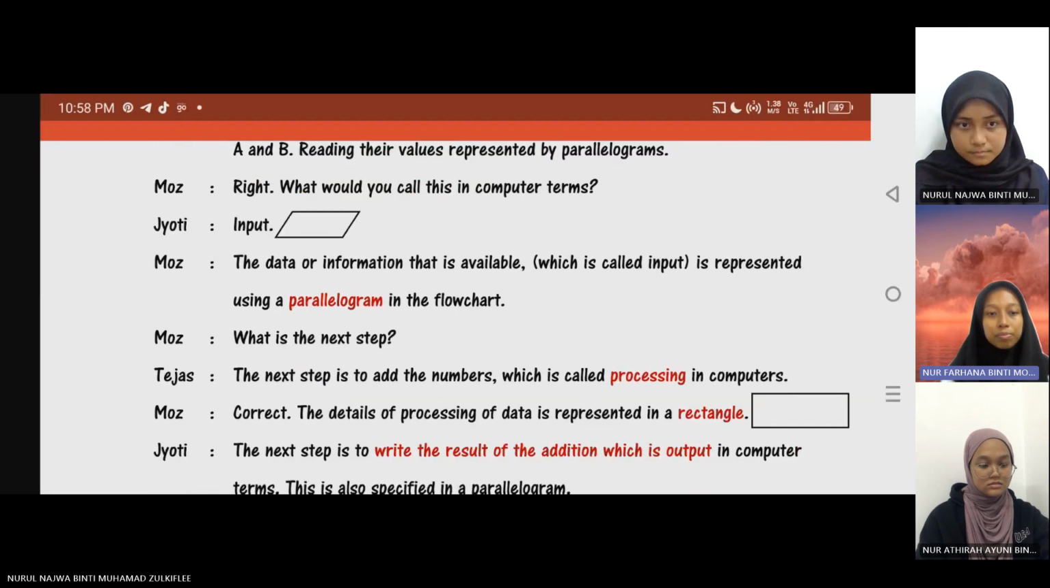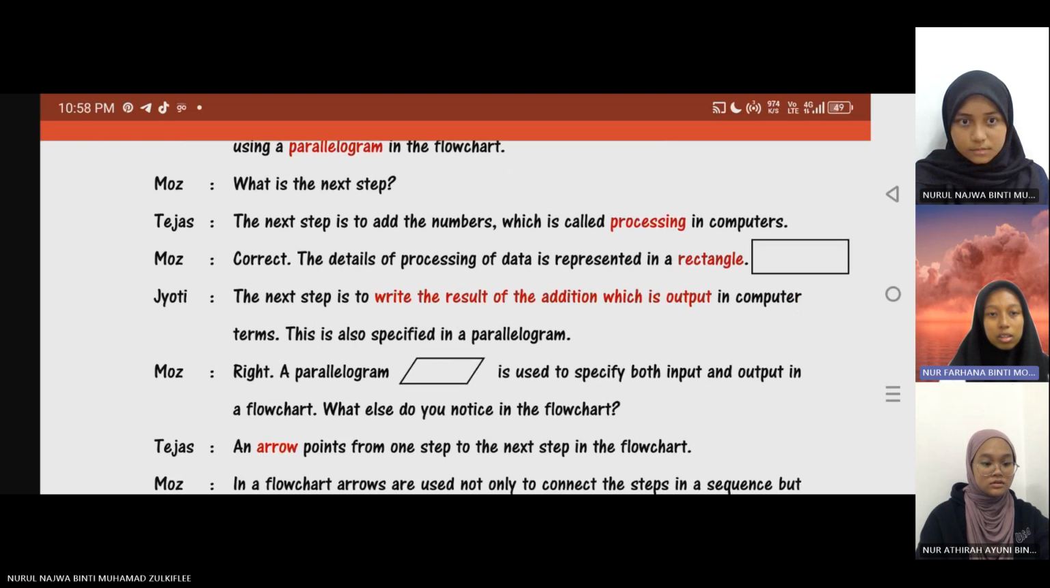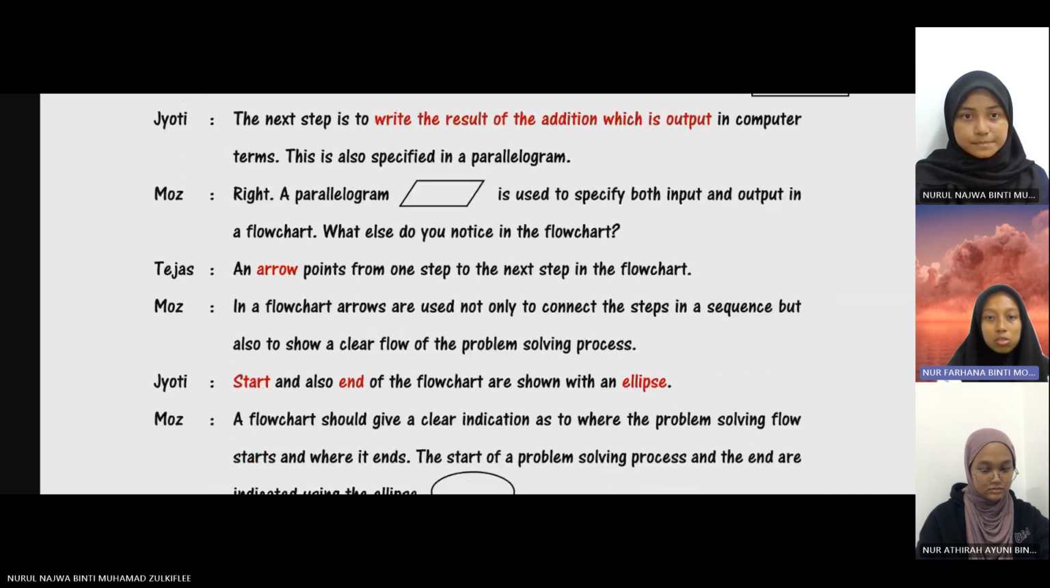What is the next step? The next step is to add the numbers, which is called processing in computers. Correct. The details of processing of data are represented in a rectangle. The next step is to write the result of the addition, which is output in computer terms. This is also specified in a parallelogram. Right. A parallelogram is used to specify both input and output in a flowchart.